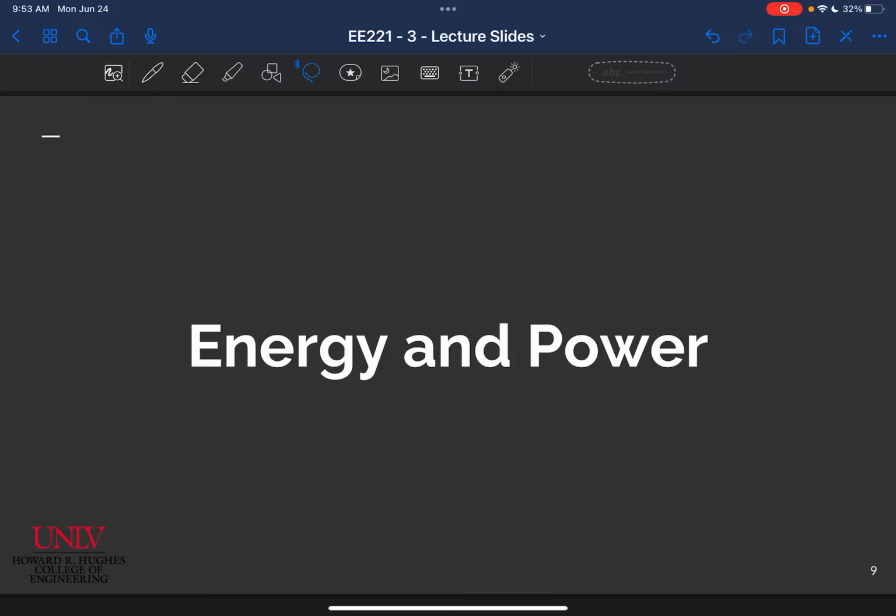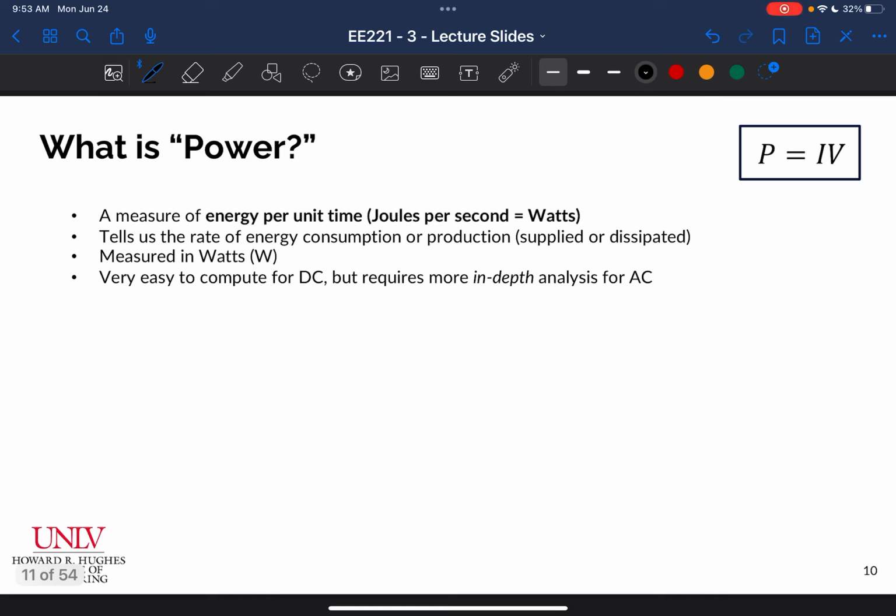All right, so we're going to talk about energy and power now, mainly power, but they're related. So what is power? You've probably heard of power before. What power really is, it's a measure of energy per unit time. Typically, we measure it in joules per second, joules being the unit of energy and seconds being the unit of time. And that unit, joules per second, is the same unit as the watt.